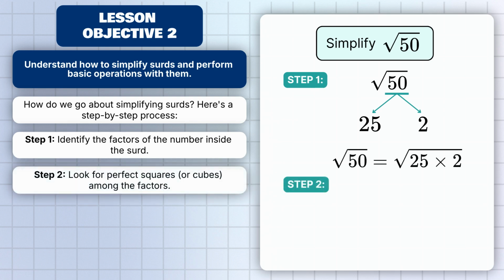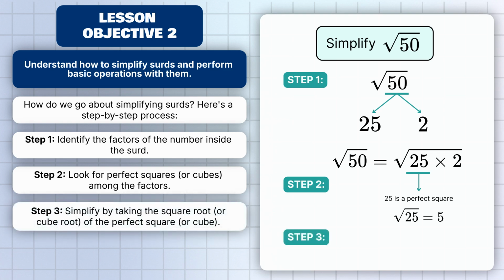Then look for perfect squares or cubes among the factors. In this case, 25 is a perfect square, meaning its square root is equal to 5. Now that we know root 25 is equal to 5, we can simplify our surd from root 25 times 2 to 5 root 2. Therefore, we have found that the simplified form of root 50 is 5 root 2.